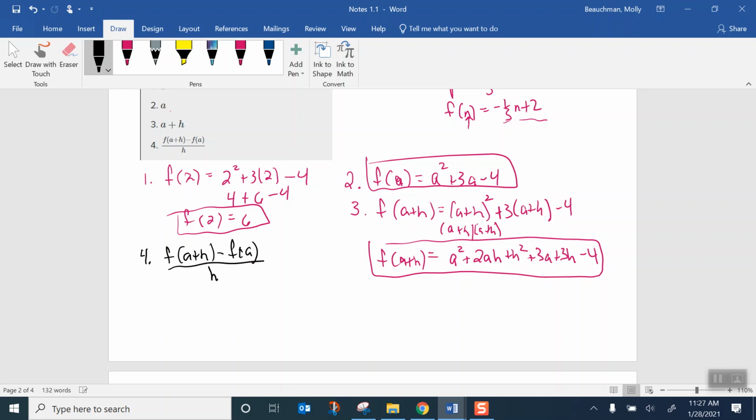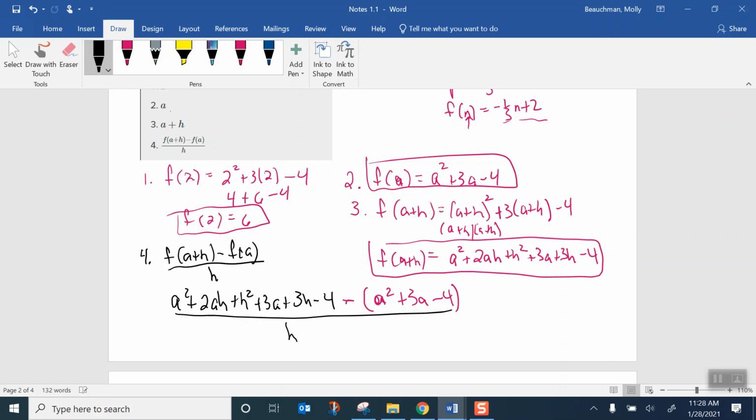So the first 2 and 3 have kind of led us up to this. So f of a plus h we've worked out over here on the side. So I know that that's a squared plus 2ah plus h squared plus 3a plus 3h minus 4. That's f of a plus h. Substitute that long expression in there directly. Minus f of a. Well, I've got f of a in number 2. F of a is a squared plus 3a minus 4. And then that's all going to be over h.